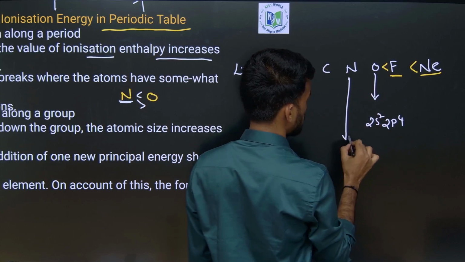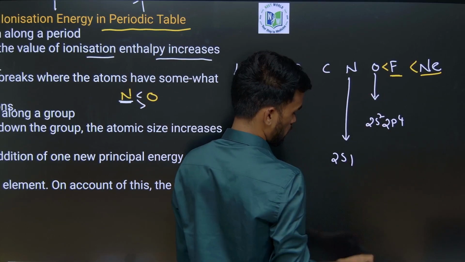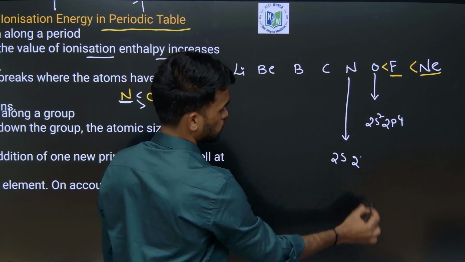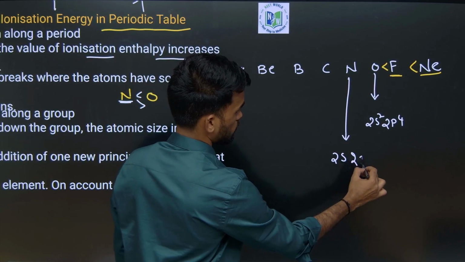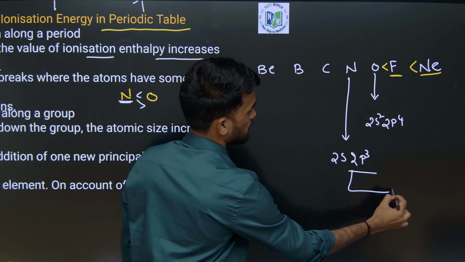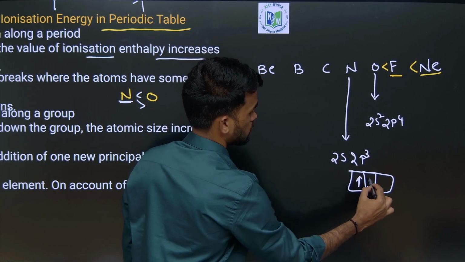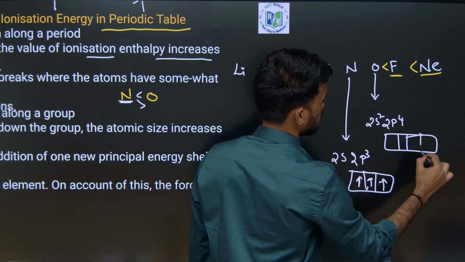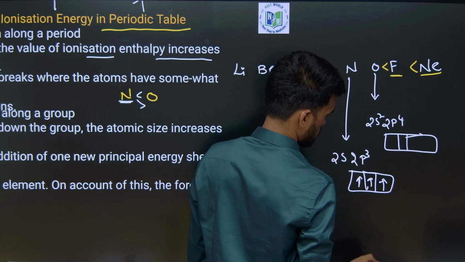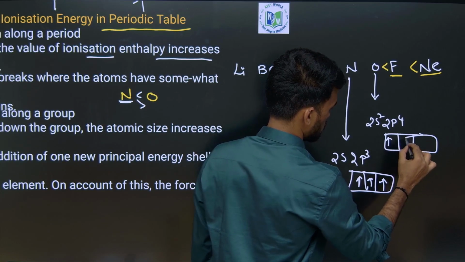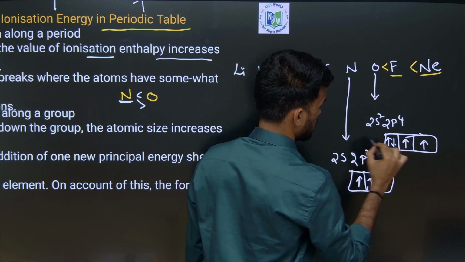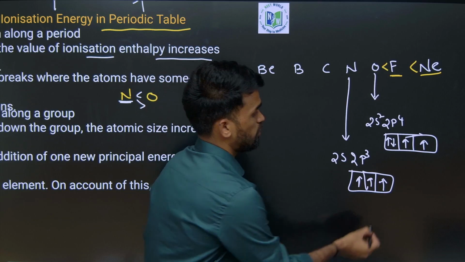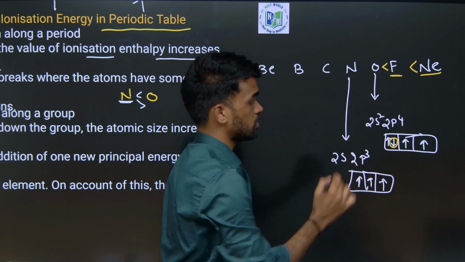2p4. For nitrogen it is 2s2 2p3. So you can fill these electrons like this, and this one you can fill it like this. Now see here, if we remove this electron from oxygen, what happens?